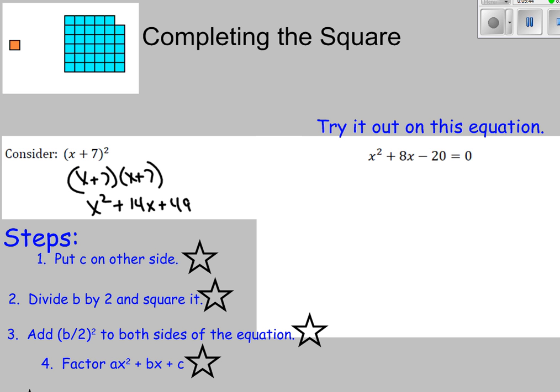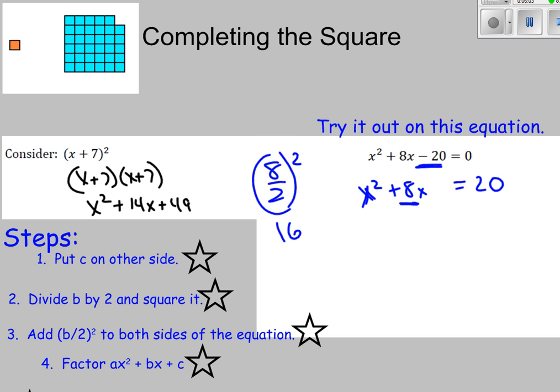And here's how I do that. Start with c. Start with what's by itself. Put that on the other side. So I'll get x squared plus 8x equals 20. Then I'm going to take whatever's in front of just the x, divide it by 2 and square it. So that's going to be 16. I'm going to add that to both sides of the equation. X squared plus 8x plus 16 equals 20 plus 16. Need to put it on that other side.